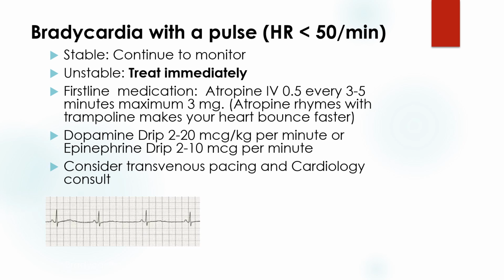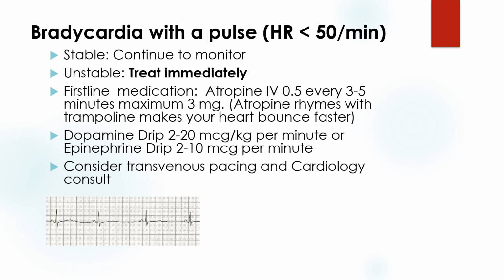So bradycardia with a pulse, heart rate is less than 50. If they're stable, we'll continue to monitor. We'll let the doctors know, of course. If they're unstable, we'll treat immediately. So the first line medication is atropine. It's 0.5 milligrams every 3 to 5 minutes with a maximum of 3. So a good way to remember atropine is it rhymes with trampoline, and it makes your heart bounce faster.